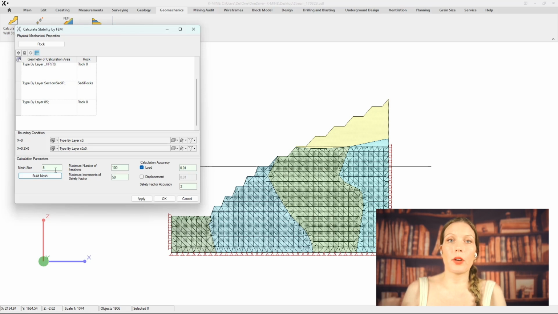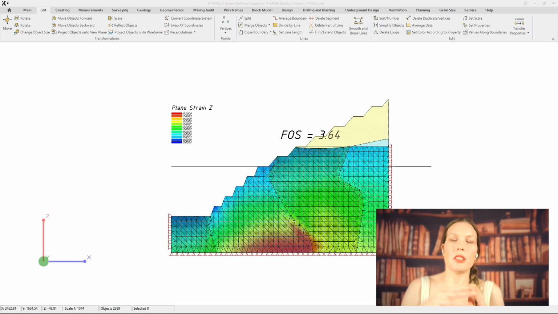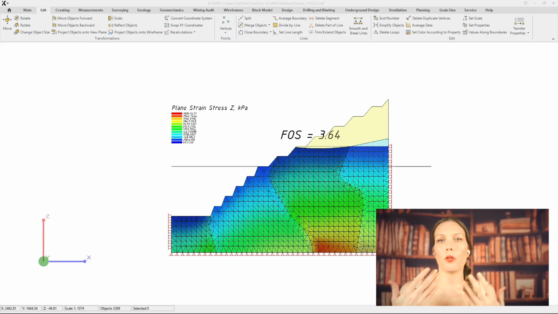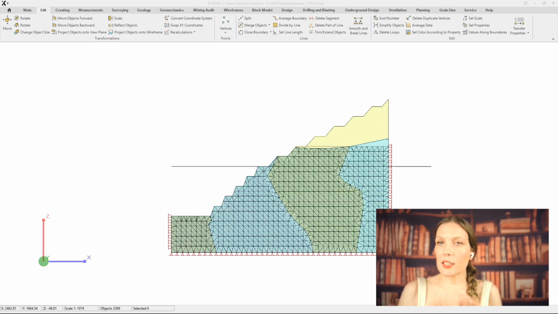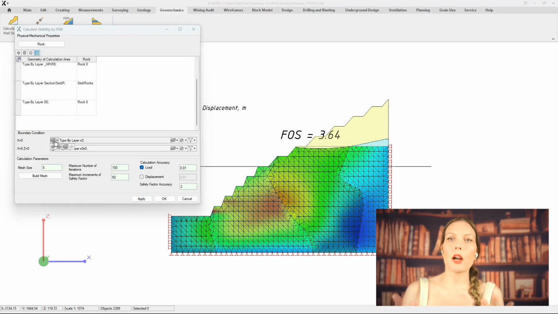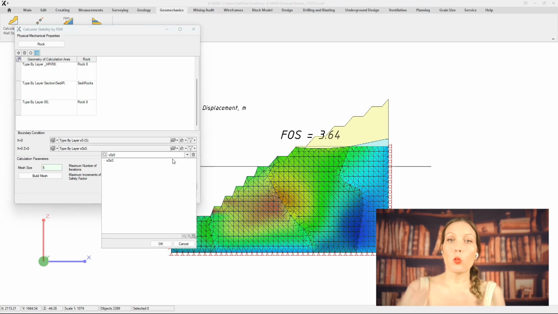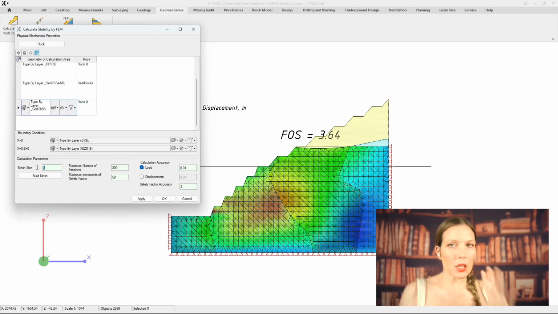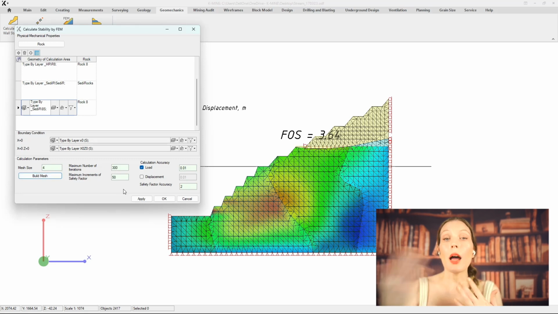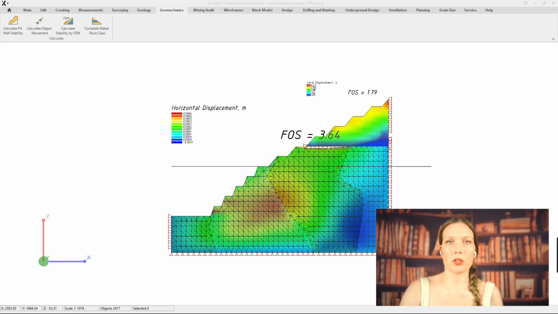FEM divides the slope into a mesh of elements and solves equilibrium equations for each, producing detailed visualizations of stress distribution, displacement, and failure zones. Engineers can see not only the factor of safety, but also where plastic zones are forming, how much settlement will occur, and where tension cracks may develop. Such analysis is available in K-mine or other specialized packages like Plaxis, which integrates seamlessly with geological models.